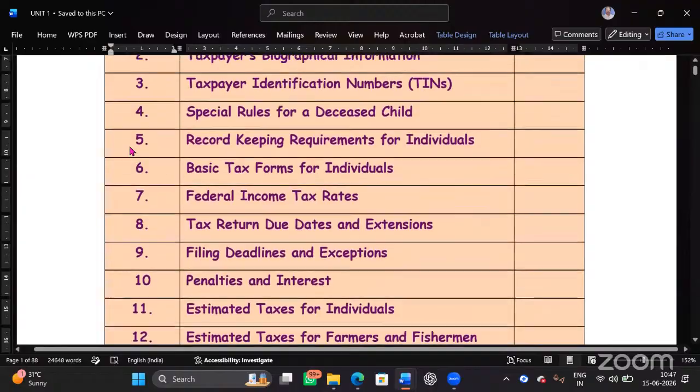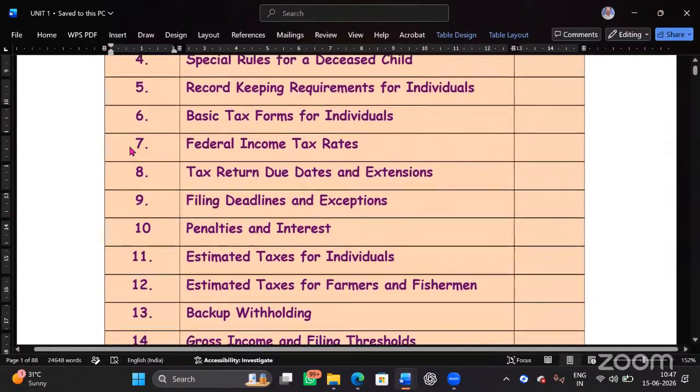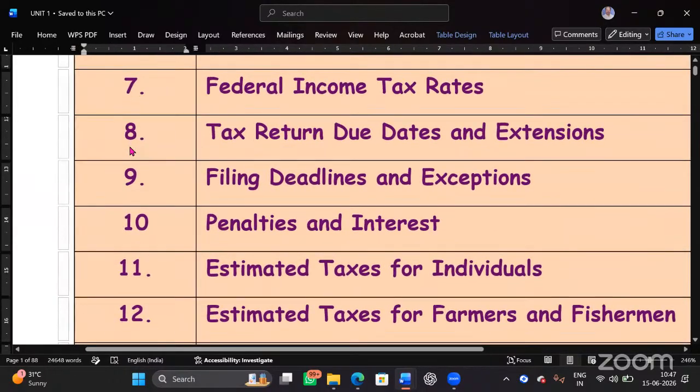You have to wait, sir. Everything will be covered. Filing deadlines and item number 10, penalty and interest. Your question is relevant to the 10th subtopic, sir. It will be covered. Just wait.